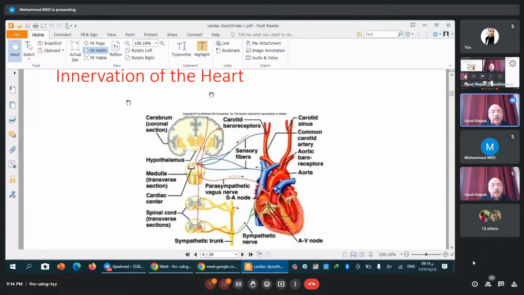This will show you the innervation of the heart. You can see that there is a sympathetic plexus coming to the heart, and there is a parasympathetic plexus coming to the heart. The parasympathetic comes from the vagus nerve, both vagi, the right and the left. Next slide, please.